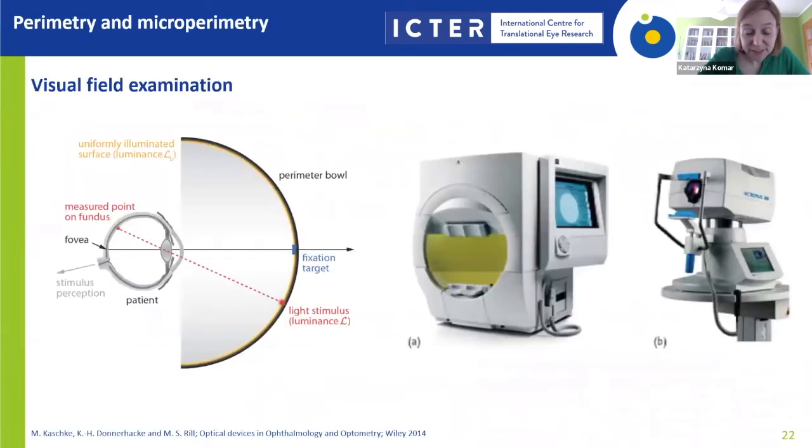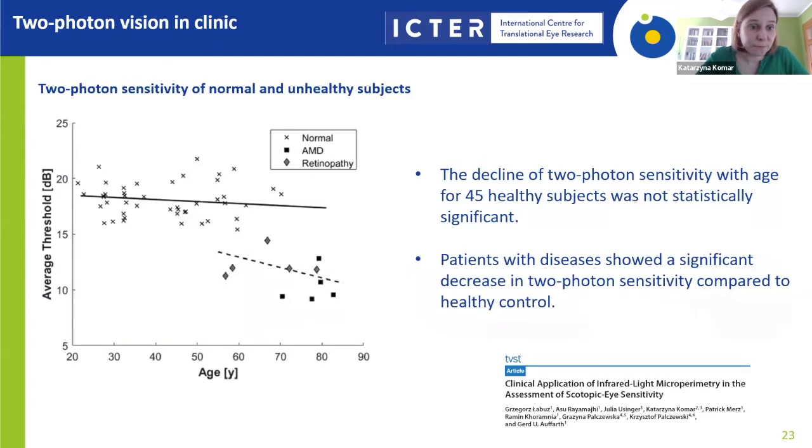So the main application that was studied so far for two-photon vision was perimetry and microperimetry, which we probably know very well. This is a method which is used mainly for glaucoma screening, but also for some brain diseases and photoreceptor diseases in ophthalmology. As I said before, the main place where two-photon microperimetry is done with ophthalmic patients is Heidelberg, and Grzegorz Łabuz is the person responsible for obtaining the results.